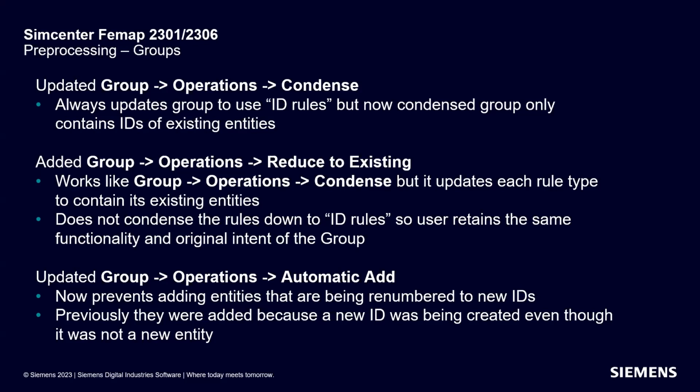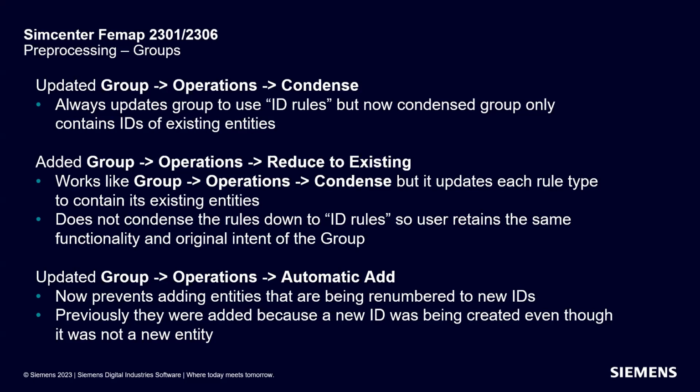But we also did this. We did group operations reduced to existing. It works very similar to group operations condensed, but it updates each rule type to contain its existing entities instead of changing everything to ID rules, like condensed does. So this actually allows you to reduce to the IDs of entities that exist in the group, but at the same time, it maintains the original intent of the group. So basically, instead of having to just go down to ID rules, any type of rule can now be condensed and reduced just to existing entities.